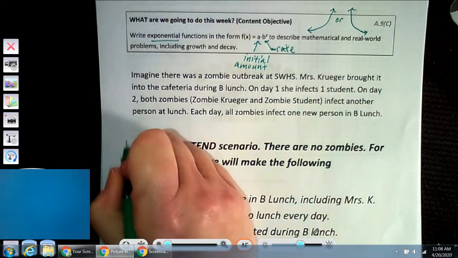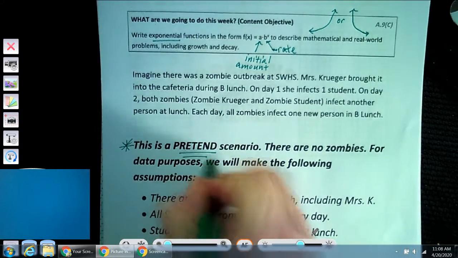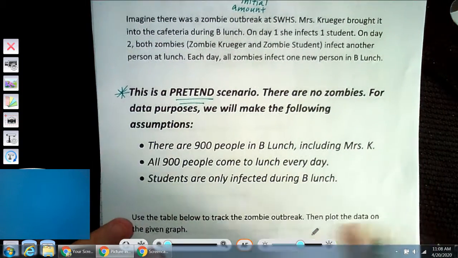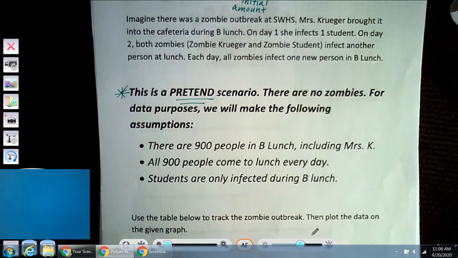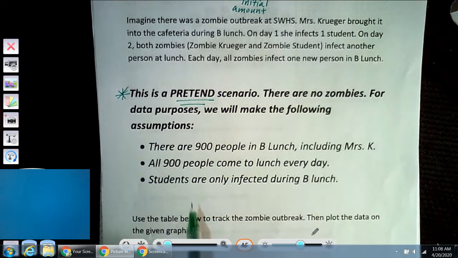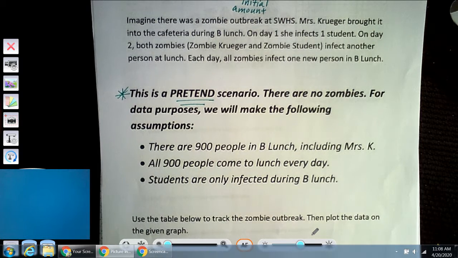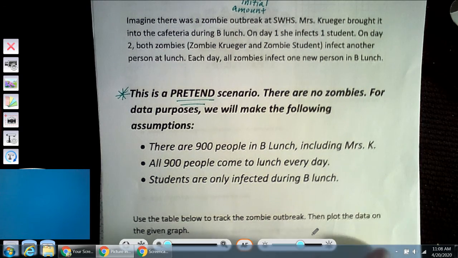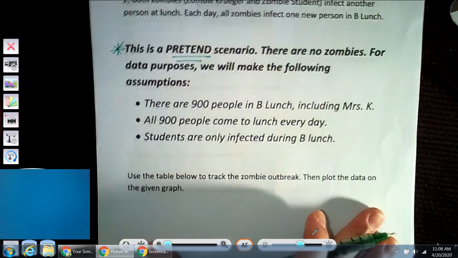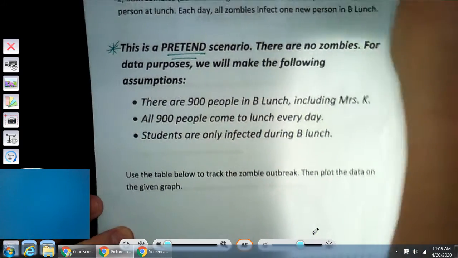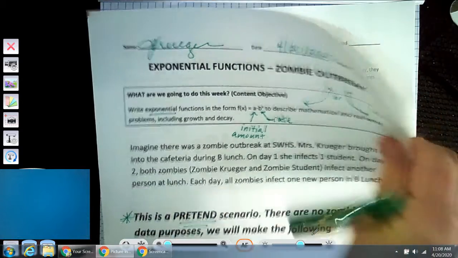Keep in mind, this is a pretend scenario. There are no real zombies, okay? And for data purposes, we're going to make the following assumptions. We're going to assume there are 900 people in B lunch, including me. We're going to assume that all 900 people come to lunch every day and that we're only infecting people at lunch, so it's not spreading anywhere else throughout the school. We're only looking at the cafeteria during B lunch. So our instructions are: use the table below to track the zombie outbreak and then plot the data on the given graph. That's what we're going to do next.